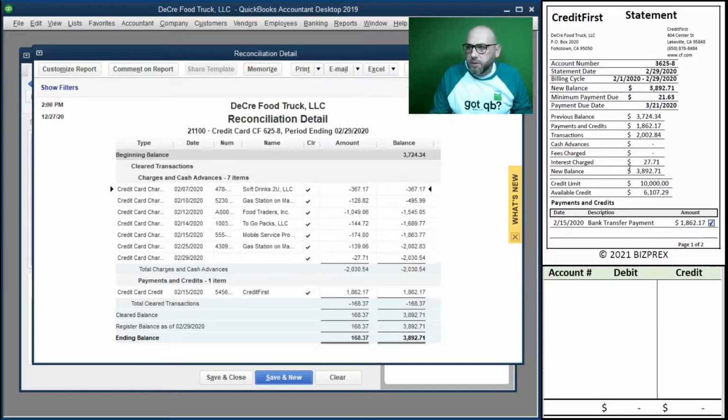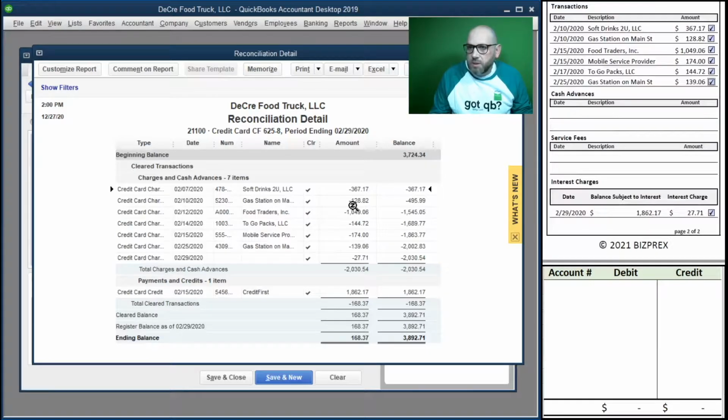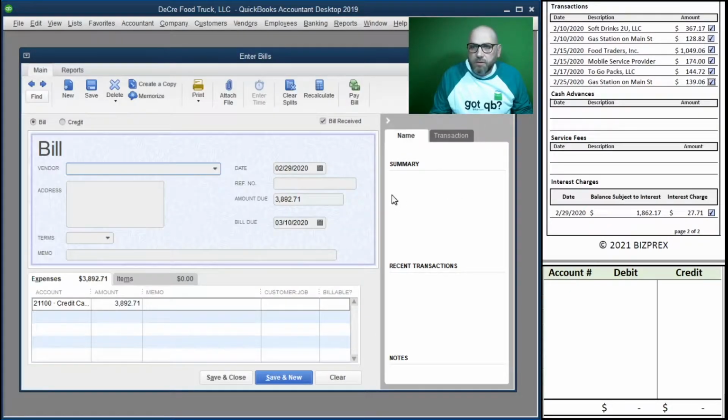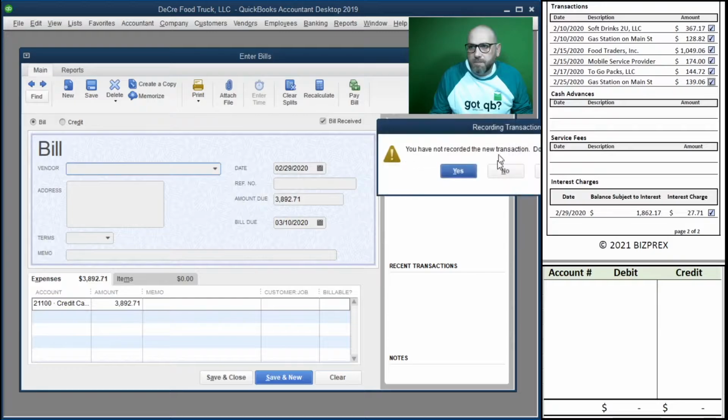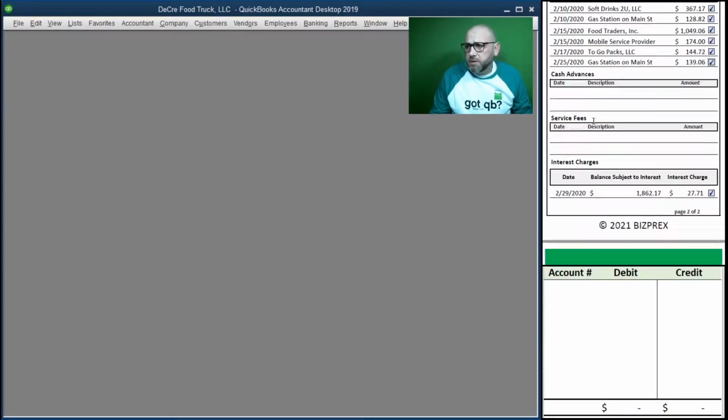What about reconciliation detail? Well, the payments, right? Yep, they match right here. And then our transactions, right? They're all right here. So we did a good job reconciling. Everything is there. We're going to close this bill. We're not going to enter it right now. Do you want to record it now? No, we don't want to record it now. And at this point, we're done with reconciliation of our credit card statement.